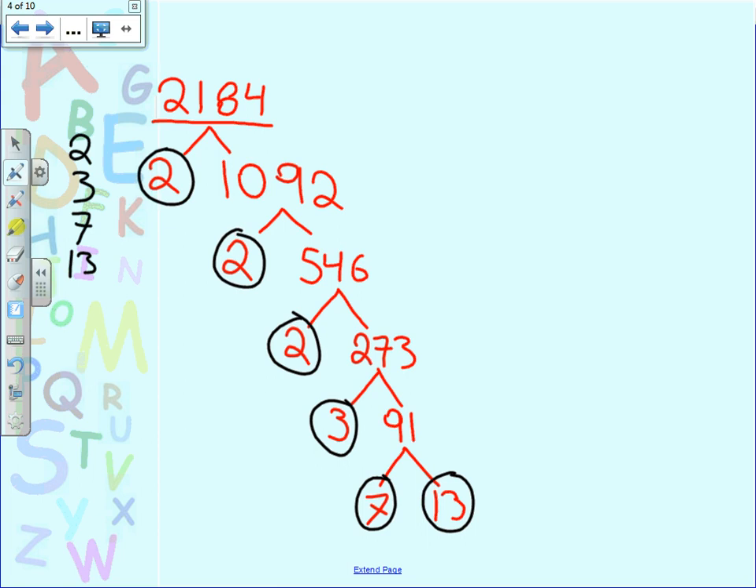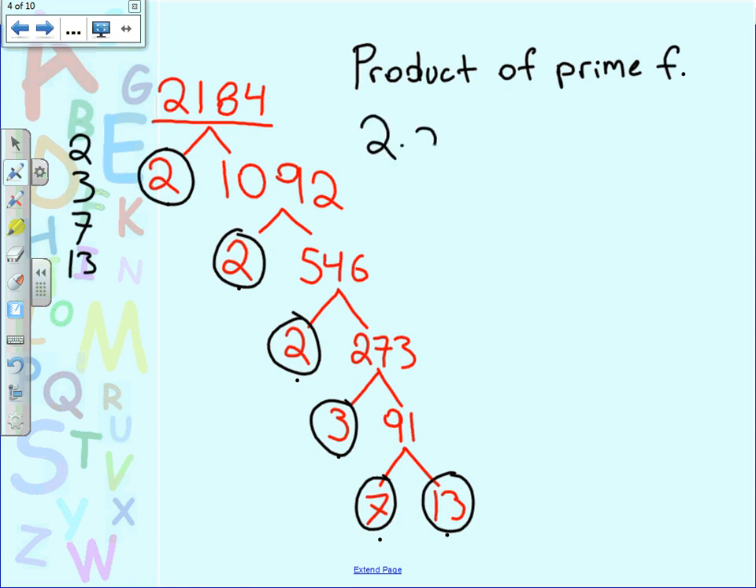Right, so all she did was multiply all the things we had circled. And that's called your prime factorization, or the product of prime factors. Two times two times two times three times seven times thirteen. And she said it in a different way. What did she say? Cubed, yeah. Which is a much easier way of writing it instead of having to write it all out.